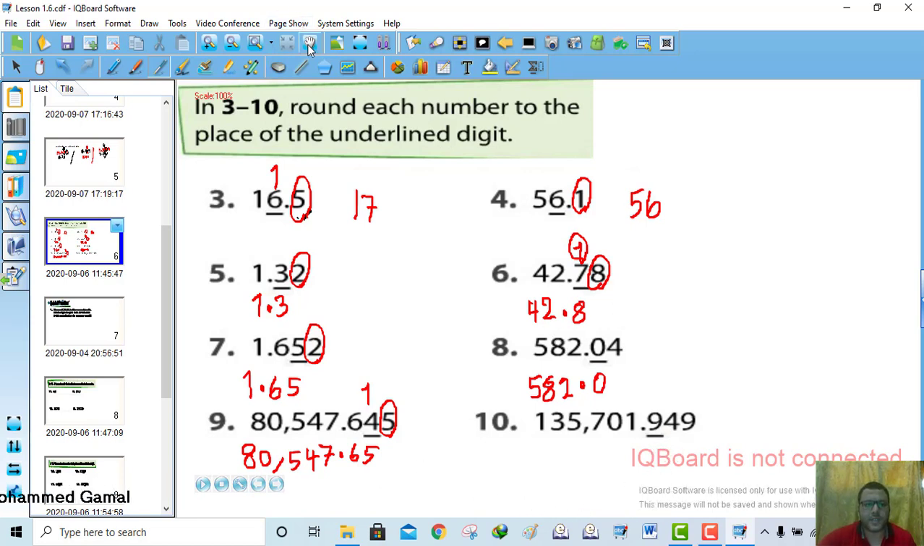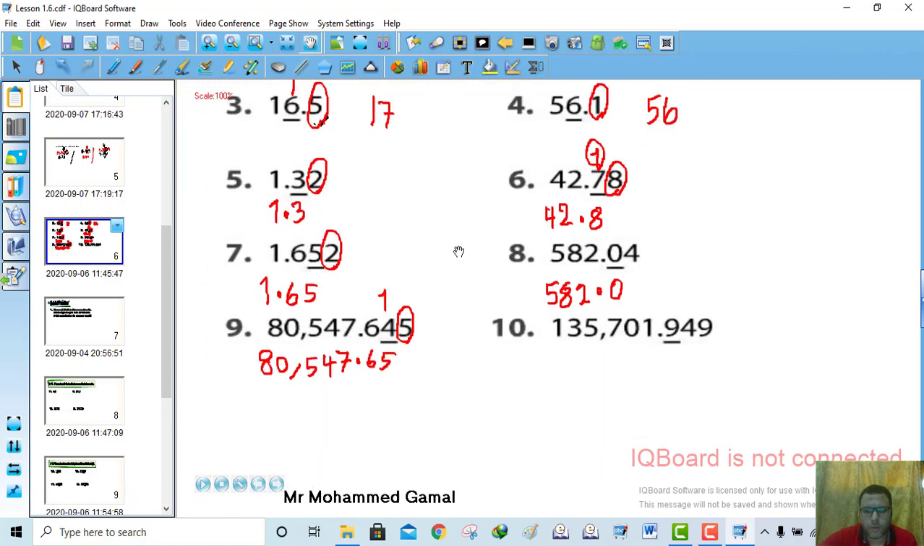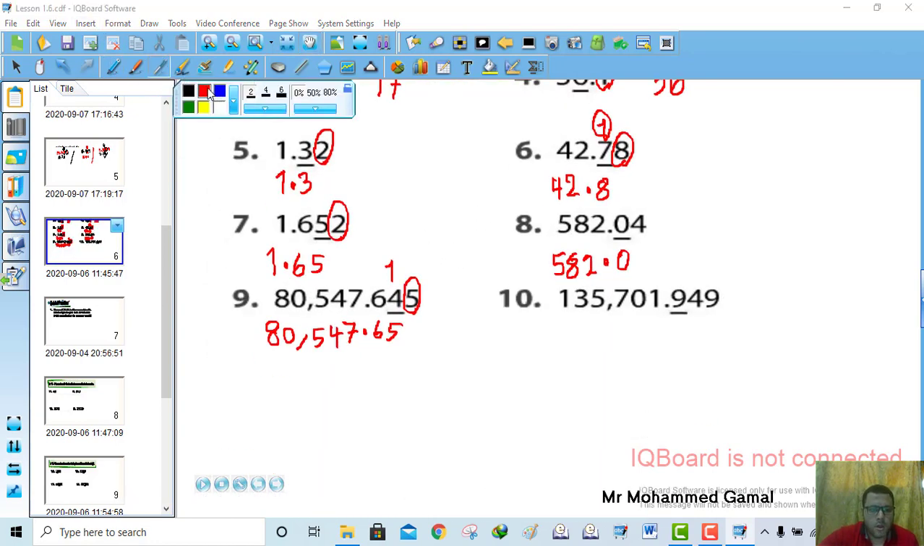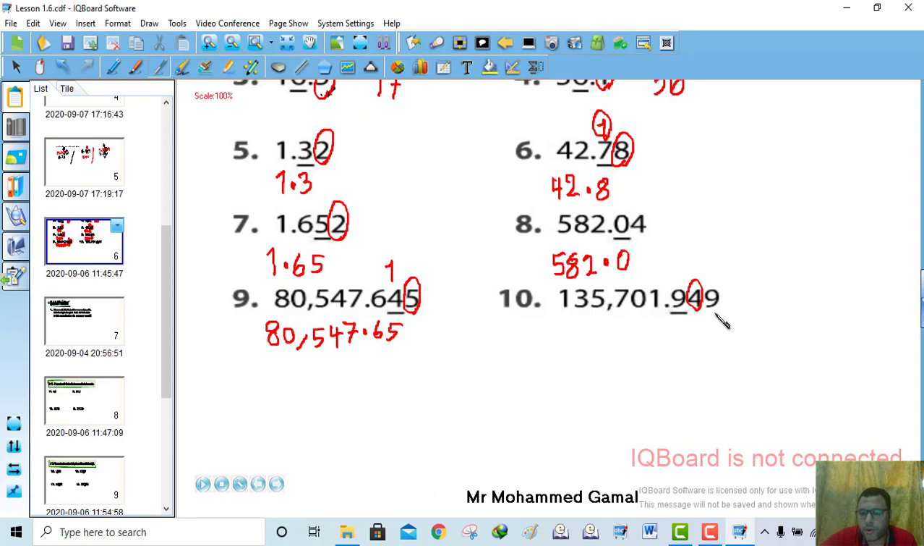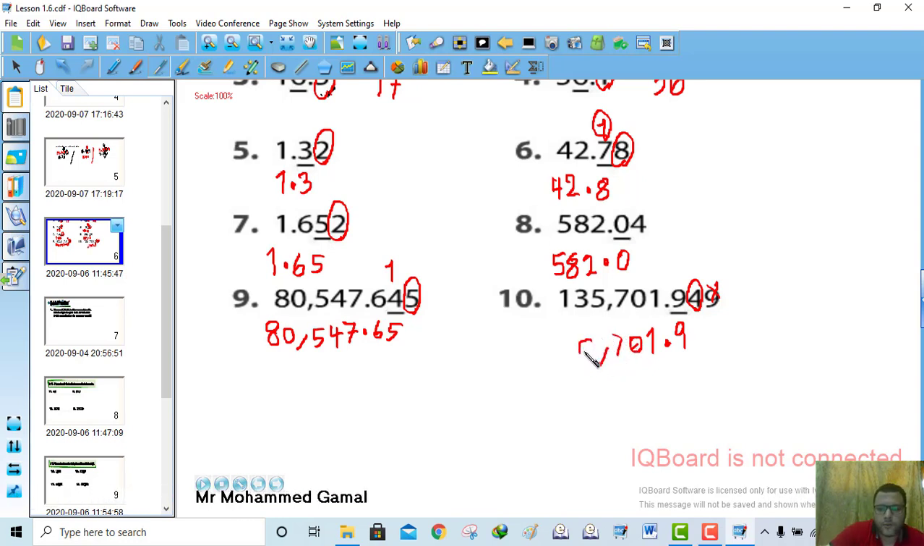Okay, here he's asking to round it to the nearest tens. So I'm asking myself about 4, not about 9. The 9, I don't care about this 9. So 4 is weak, so the 9 will stay 9. Then decimal point 107,531. Let's read it. 135,701 and 9/10. Okay.